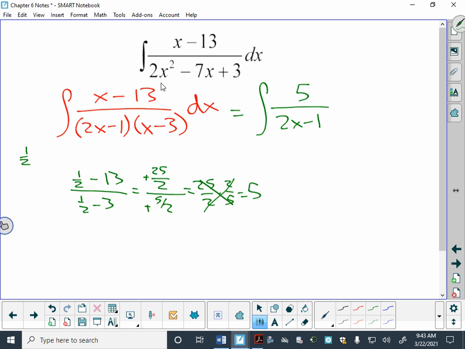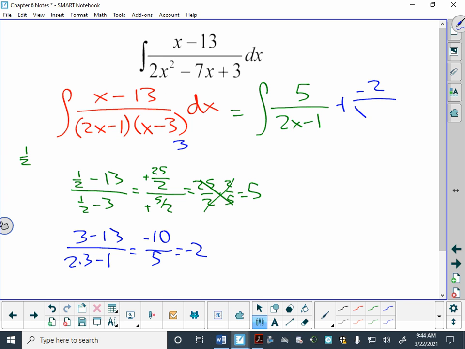That's the A. That's 10 times easy. Then you just do it for the other one? Yep. So for the other one, we ask ourselves, what would I put in there to make that 0? That's a 3. So now I cover that one up, and I get a 3 minus 13 over 2 times 3 minus 1. 3 minus 13 is negative 10. 6 minus 1 is 5. That's a negative 2. So this is plus a negative 2 over x minus 3.